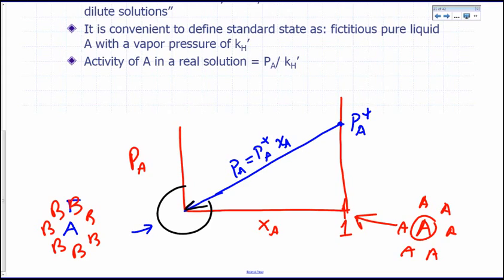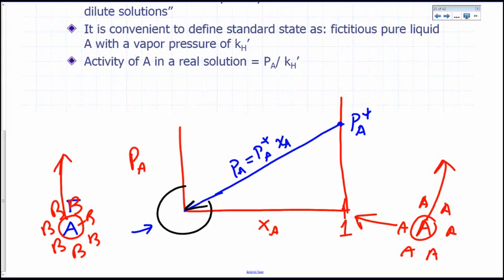So this molecule right here in a dilute solution will have a different tendency to escape from the liquid as opposed to this molecule right here, the same molecule surrounded by others of the same kind. And so it depends on the attractive forces between the A and B molecules. So solute-solvent interaction plays a role in this deviation from Raoult's law.